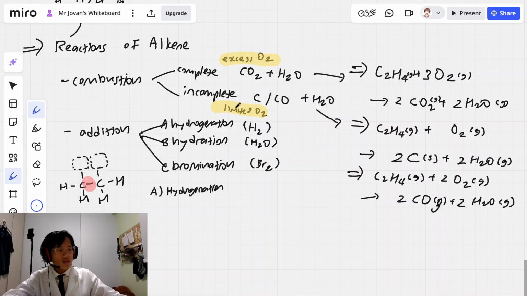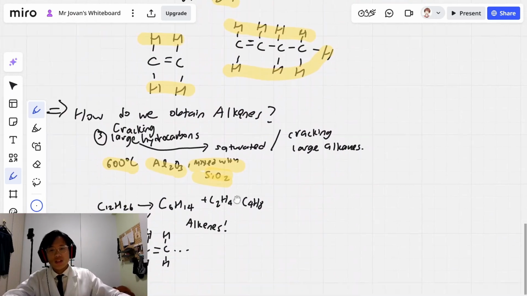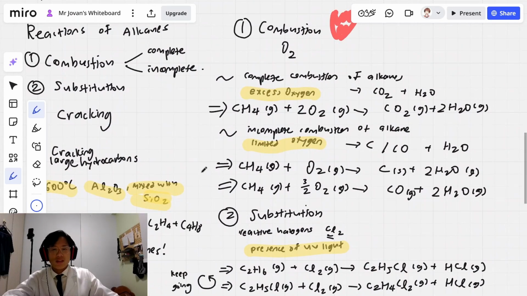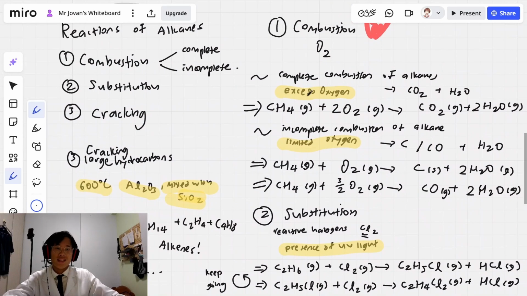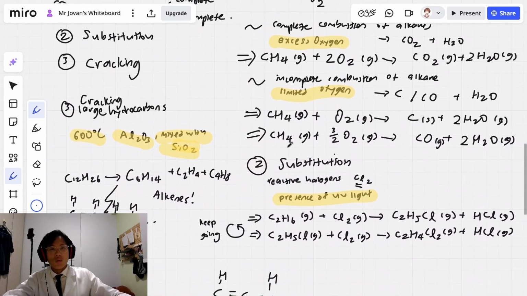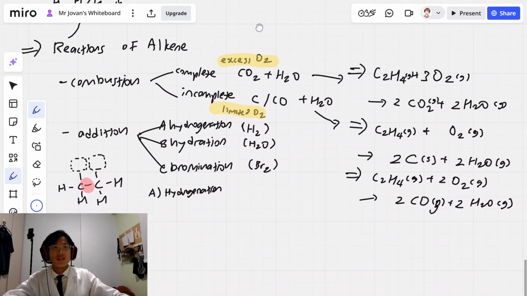Alright, notice how I always highlight the conditions for the reaction. These are important. You need to know that in complete combustion, there is excess oxygen being added. Cracking of large hydrocarbons, substitution, these are the things added. So not only must you know the reactants and the end products, you need to know what conditions the reaction must be in so that it can even happen in the first place.